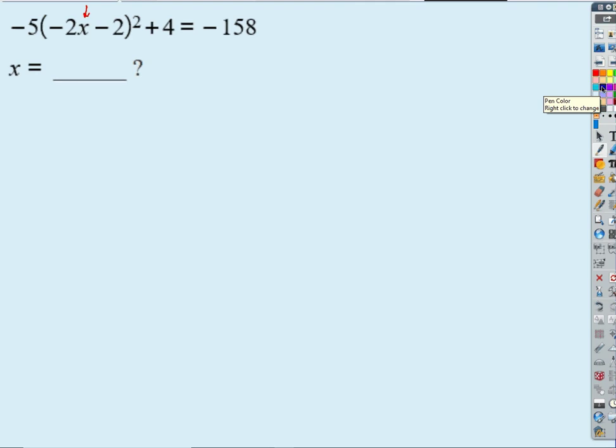We subtract 4, and we get negative 5 times the quantity negative 2X minus 2 squared equals negative 162. What's next? Divide by negative 5. Very good.